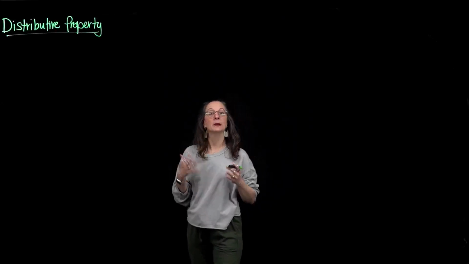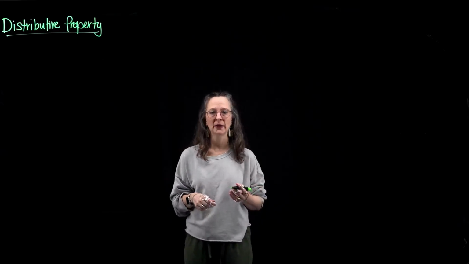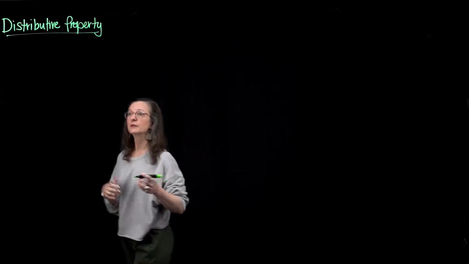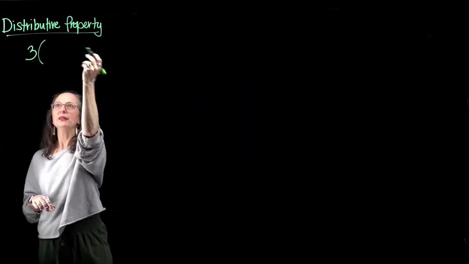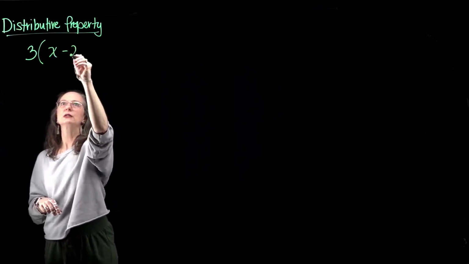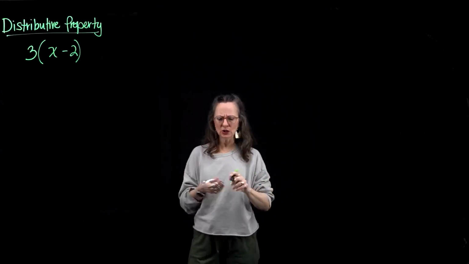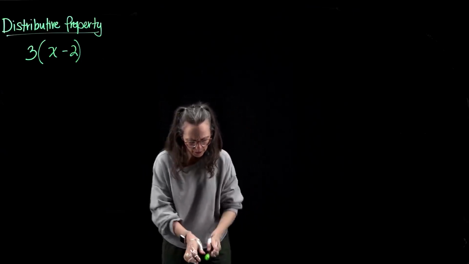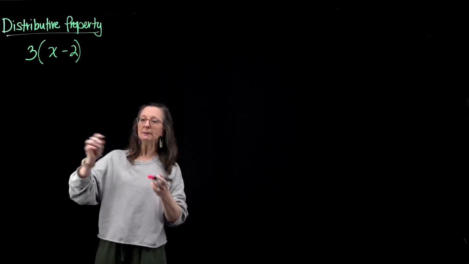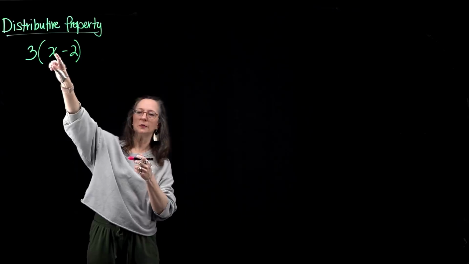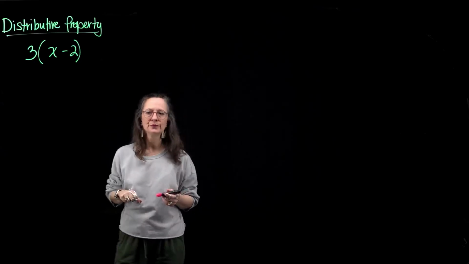Friends, today we're going to talk about an important tool for you to master, and that's called the distributive property. Let's look at when we would use this. So if, for example, I had something like 3 parentheses x minus 2 close parentheses. What does that mean to do? Now, those parentheses actually mean multiplication. So that means that the 3 is getting multiplied by the whole thing, x minus 2.